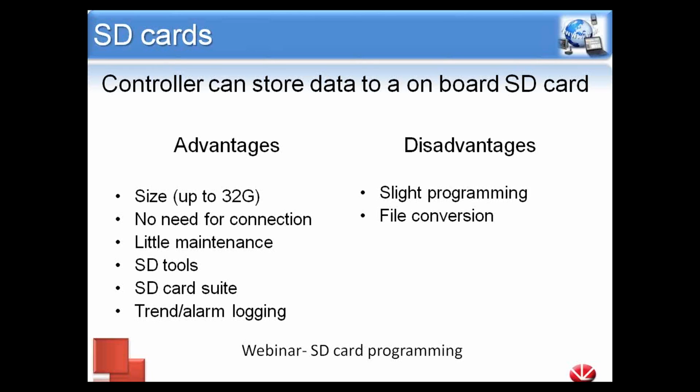So the advantages to SD cards, along with the no need for connection, is the size. We can use up to a 32 gig SD card. There is very little maintenance once we set up the ladder logic and tell the controller when to store to the SD card. Again, we can walk away and come back. All of our data will be retained. We have the SD tools in VisiLogic available to us, which we will cover in a moment.